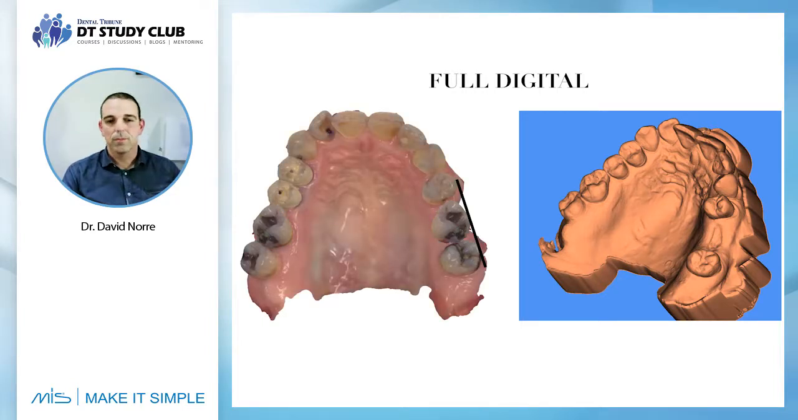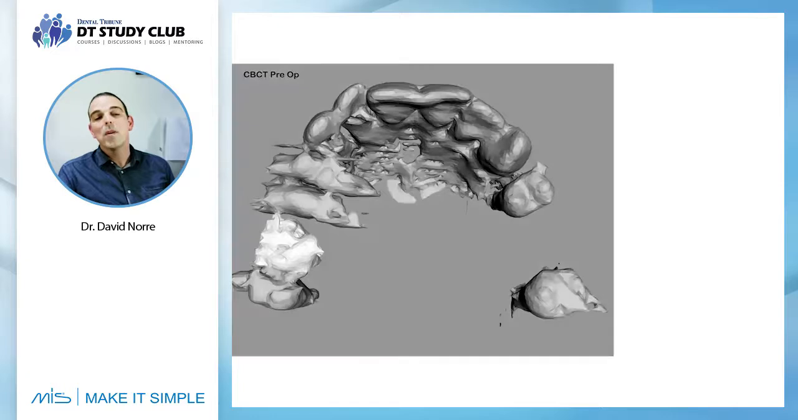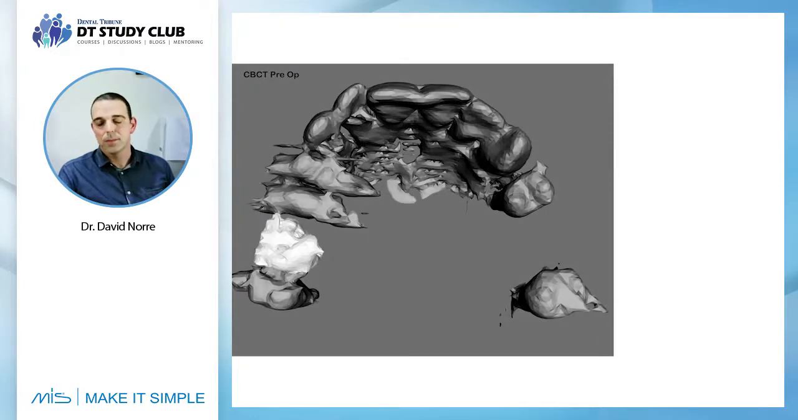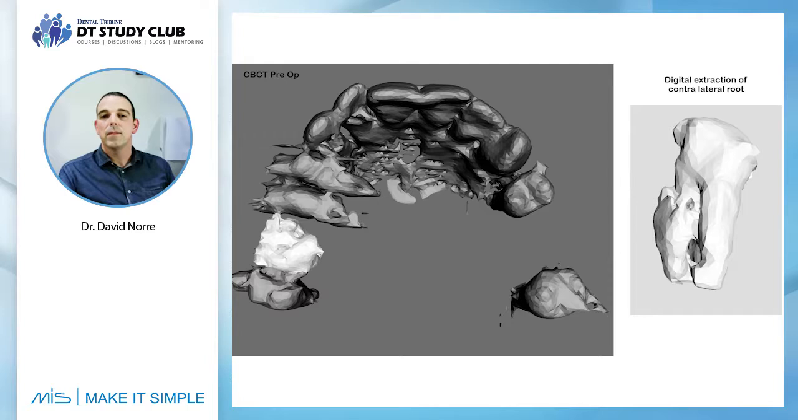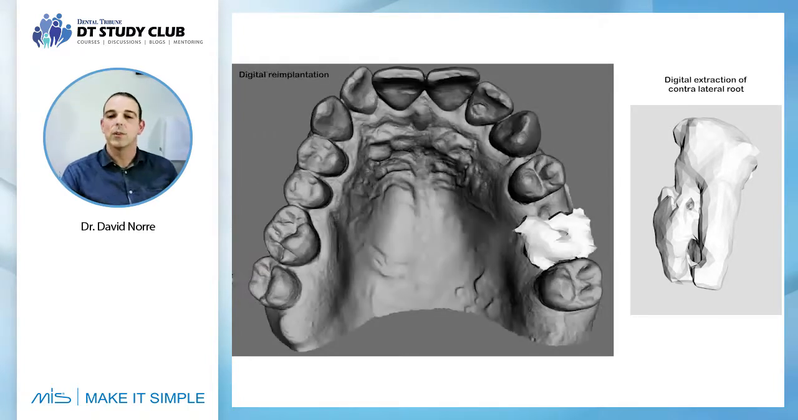But what can we do? What can we copy? What can we form from this CBCT? We can remove this tooth, take it out of this CBCT, mirror it and place it. It's a digital cloning. But what does it mean?